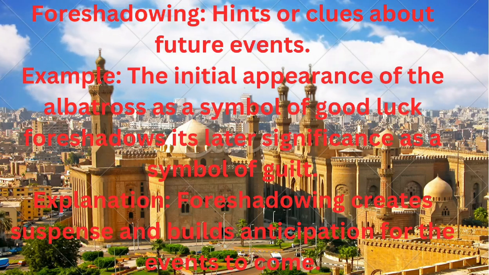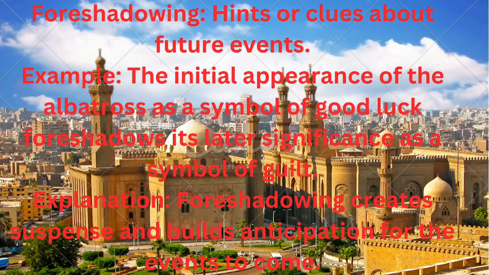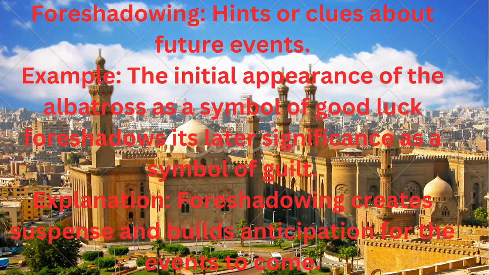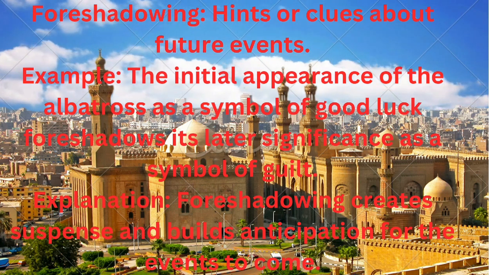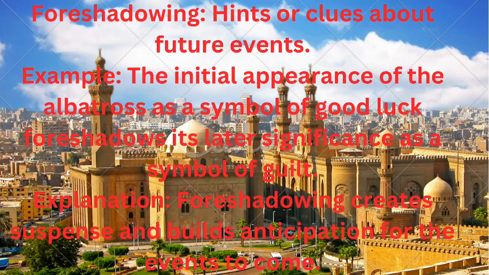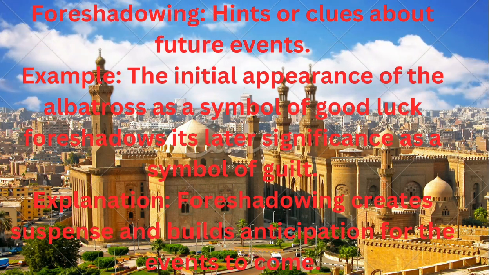Eleventh, foreshadowing: hints or clues about future events. Example: the initial appearance of the albatross as a symbol of good luck foreshadows its later significance as a symbol of guilt. Explanation: foreshadowing creates suspense and builds anticipation for the events to come.